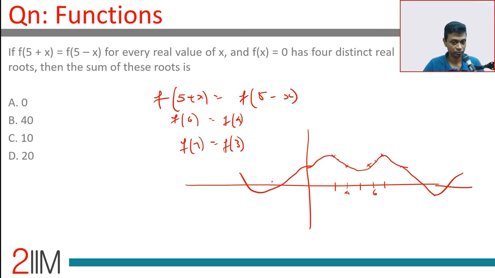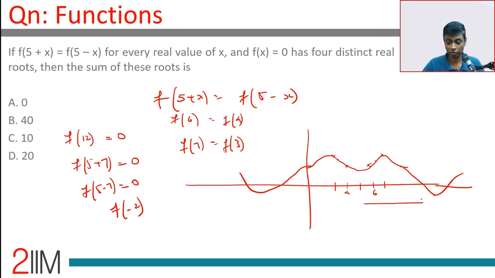There are 4 roots. Think about it. If f of 12 were 0, assume that 12 is a root. That means f of 5 plus 7 is a root. That means f of 5 minus 7 should also be a root. f of minus 2 should be a root. From 5, if you move some number of units to get a root, you should move the same number of units this side to get another root. Now we are on to something. So navigating from 5, this side if there is a root, that side there is a root. Maybe you navigate 7, maybe you navigate 12, maybe you navigate 15.